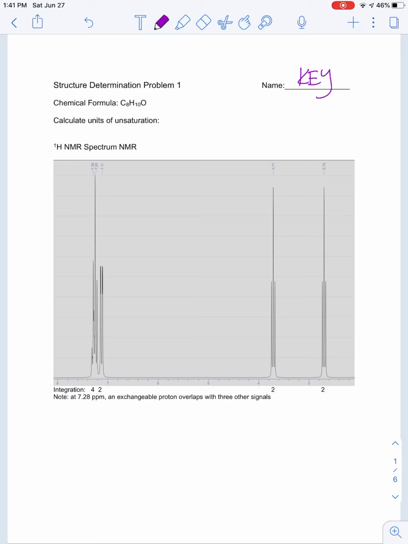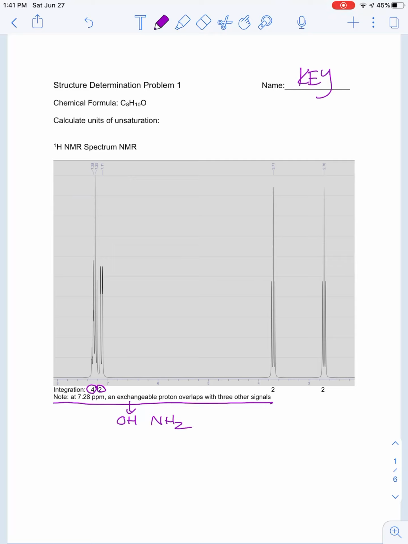Now, before we even look specifically at the NMR, I want to focus on this particular sentence. I gave you this sentence because there's a lot of overlap in this particular spectrum. If you look at the integrations, and remember, integrations are the number of protons that give that particular signal, there's one at 7.28 that's an exchangeable proton. Exchangeable means some kind of group that can hydrogen bond.